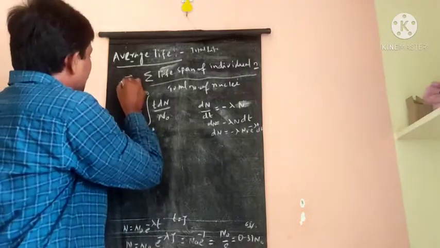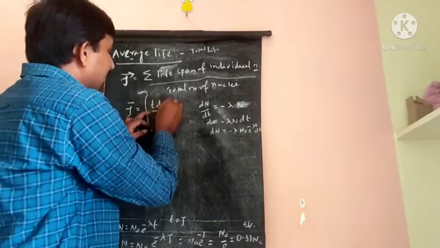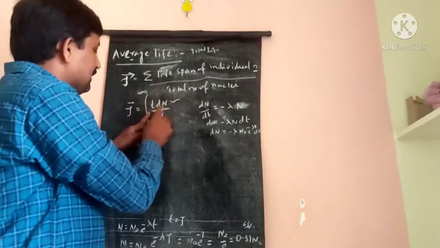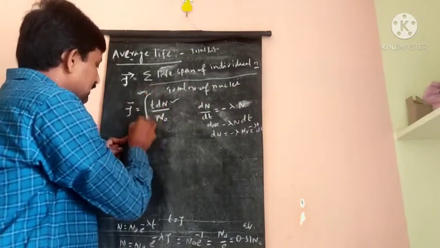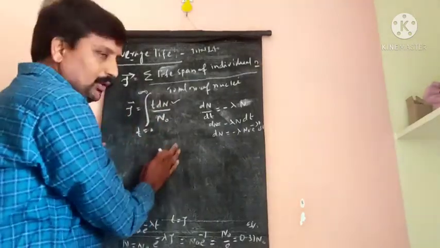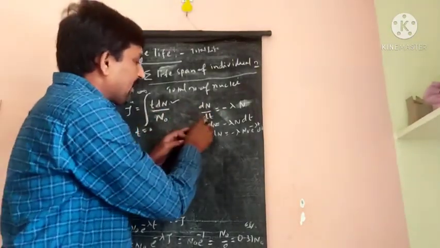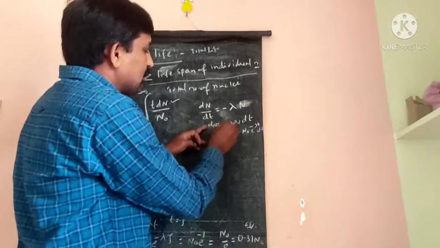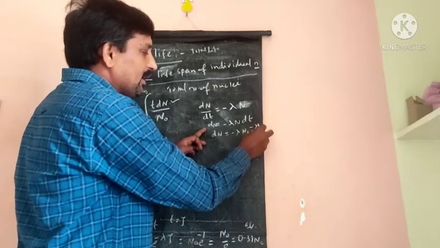The average lifespan is denoted by tau. Tau is equal to t dN, where t dN gives the total lifespan of individual nuclei, divided by the total number of nuclei N naught. By integrating this from t is equal to 0 to infinity, we can get the tau value. So tau means the average life. We know that dN by dt is equal to minus lambda N according to the law of radioactive decay. So dN is equal to minus lambda N dt, where N is equal to N naught e power minus lambda t.